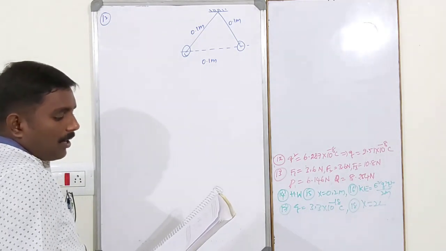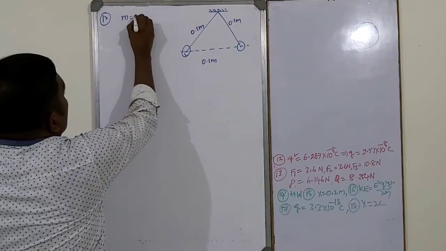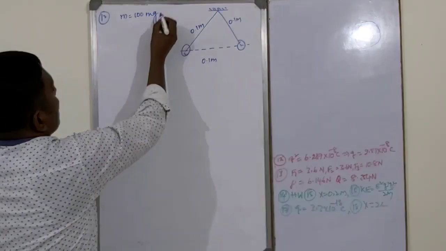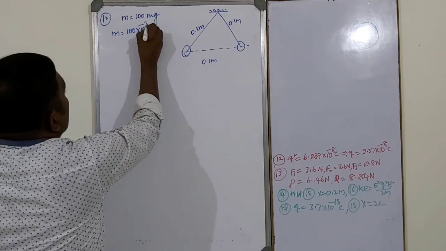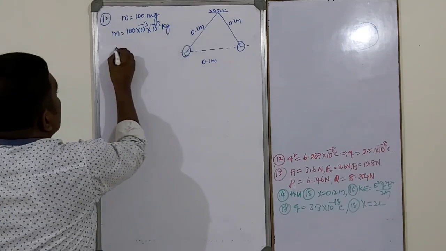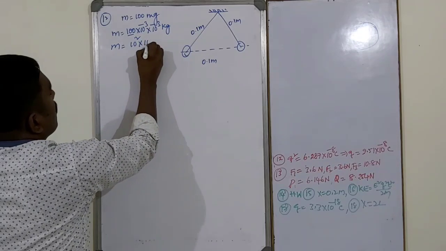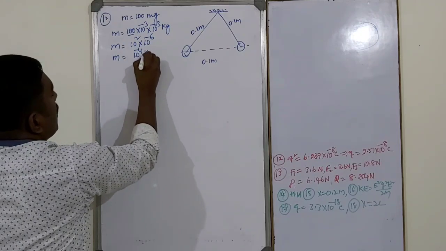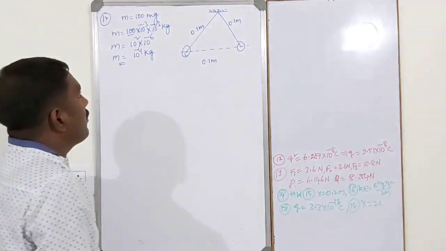Mass of each pitball is 100 milligrams. 100 milli means 10 power minus 3, and grams is nothing but 10 power minus 3 kilograms. Then m is equal to what? 100 means 10 square, into 10 power minus 6. So m is equal to 10 power minus 4 kg. This is the mass of each pitball.